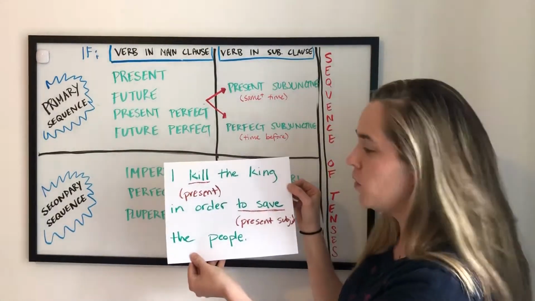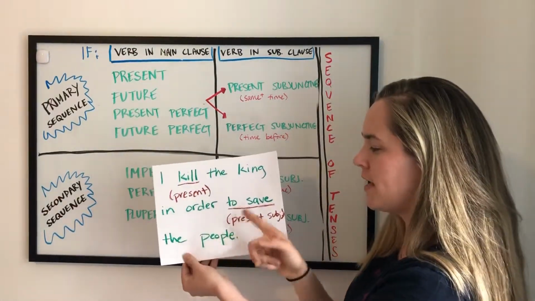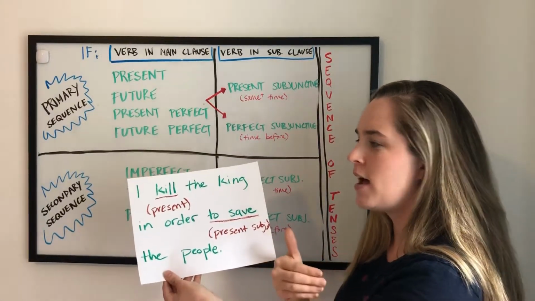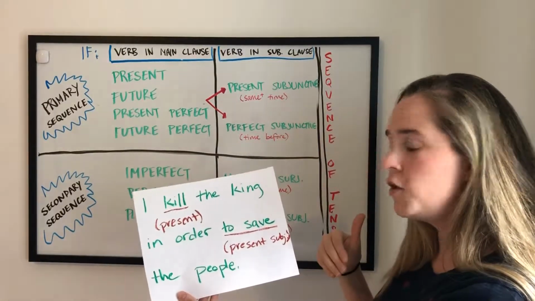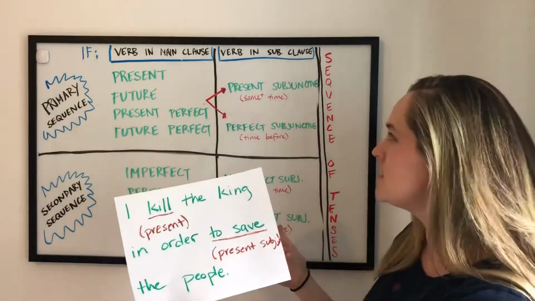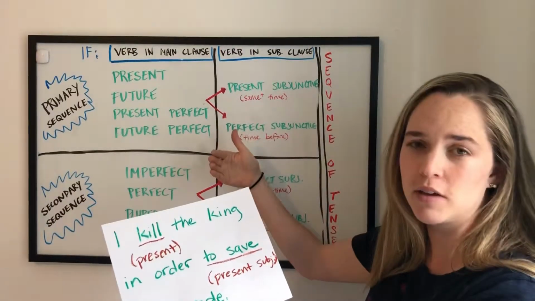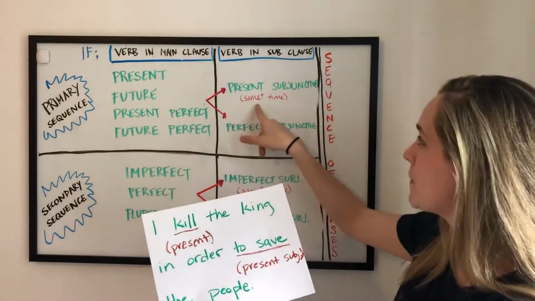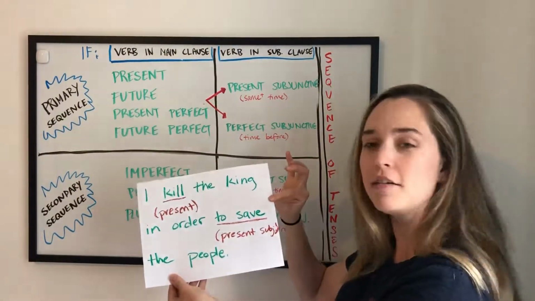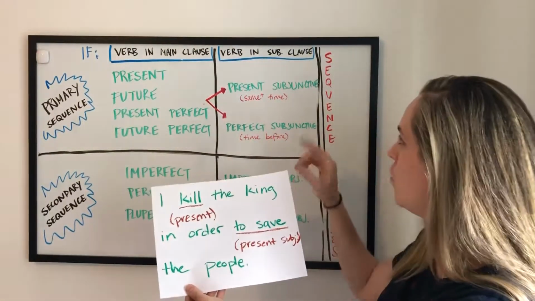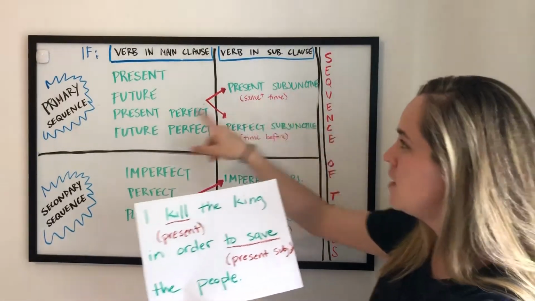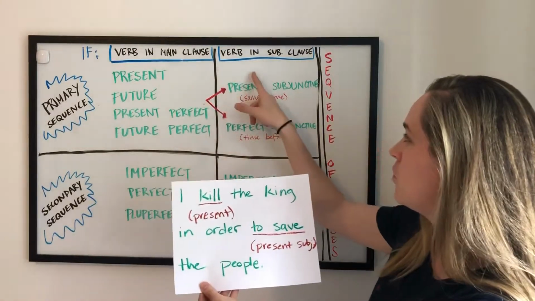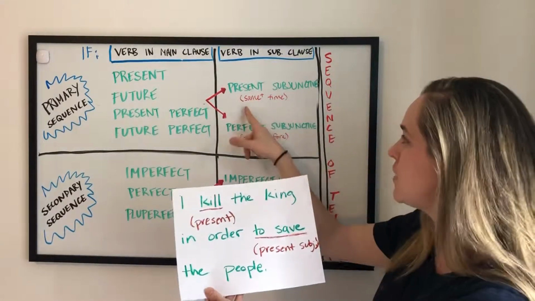And then we look at our subordinate clause, which is "in order to save the people." Now ask yourself, is that saving happening before you kill the king, at the same time as you kill the king, or after you kill the king? It's really happening after, so that would be same time plus. And so this verb "to save," if we were in Latin here, would be in the present subjunctive, because we are in primary sequence, our main verb is in the present, and therefore we need the present subjunctive to express same time plus.